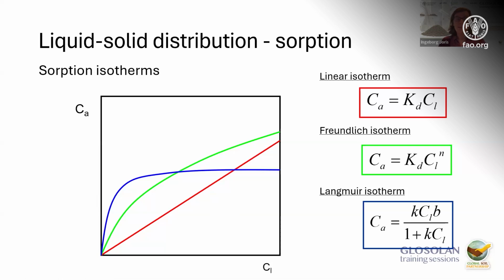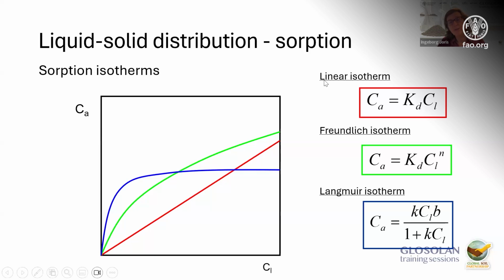And what it says is, over the range of concentrations, this is the concentration in the liquid phase, it tells you what's the corresponding concentration in the solid phase. So this is the liquid-solid distribution. The isotherms are usually determined experimentally, so they're empirical relations, and they can be described by different types of equations.